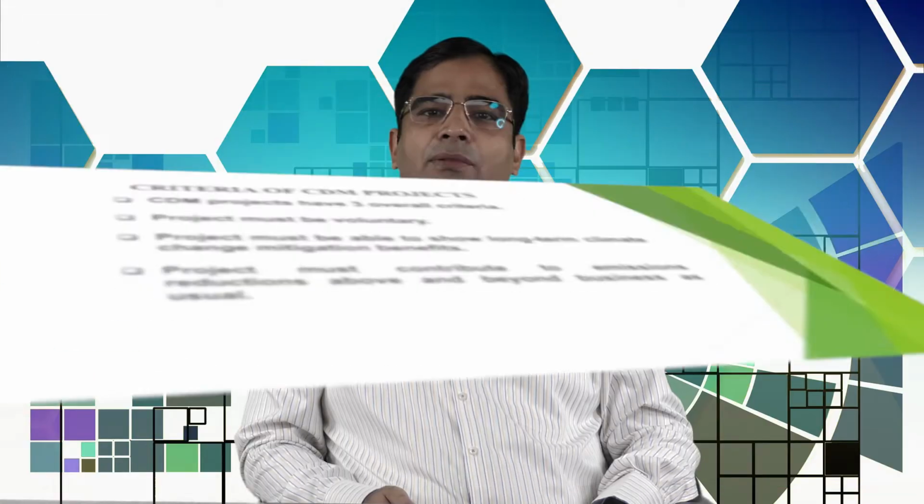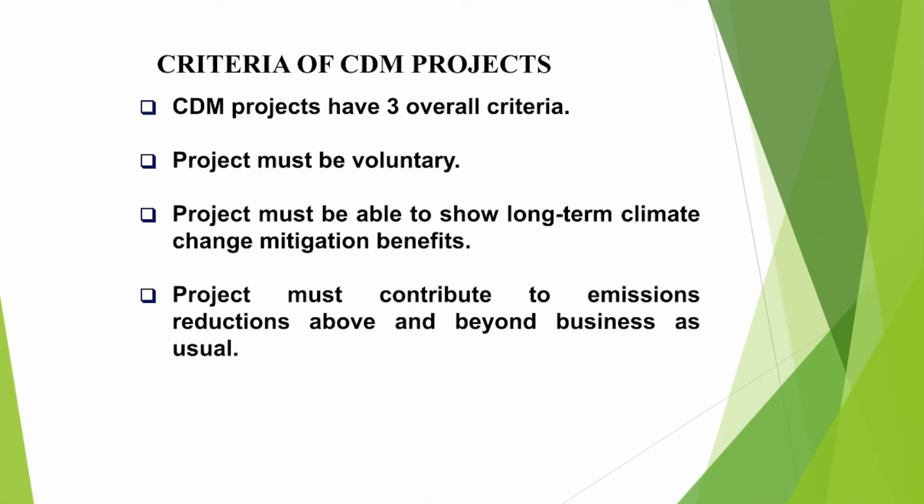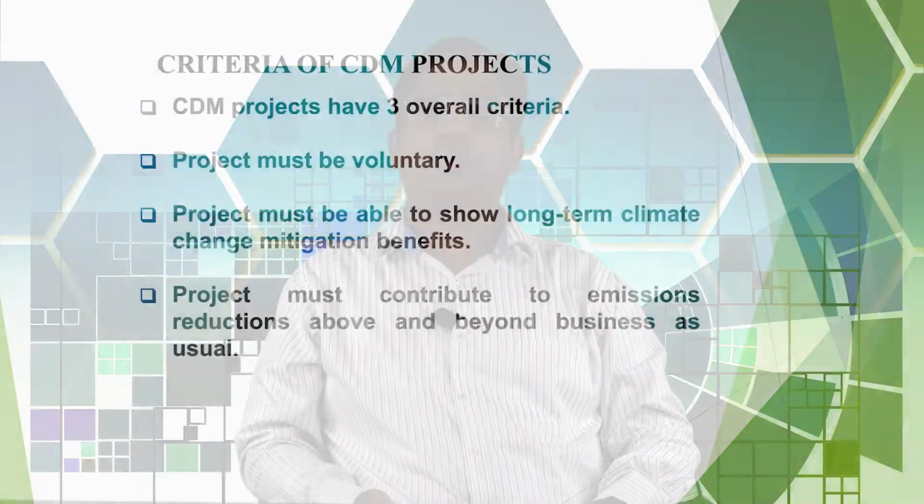Before implementing the CDM projects, we should know the criteria for implementation. CDM projects have 3 overall criteria. The first one is that the project must be voluntary. The project must be able to show long-term climate change mitigation benefits. The project must contribute to emissions reduction above and beyond business as usual.